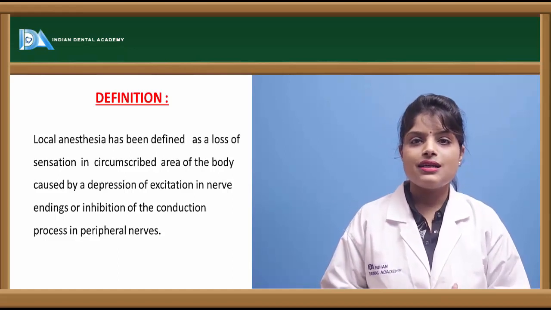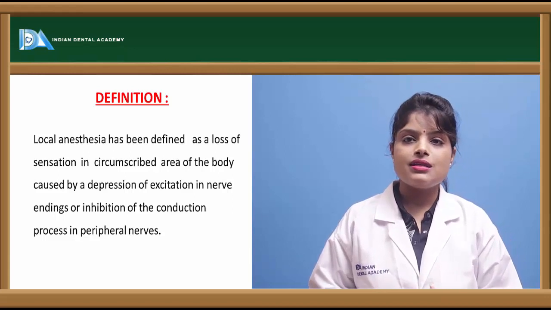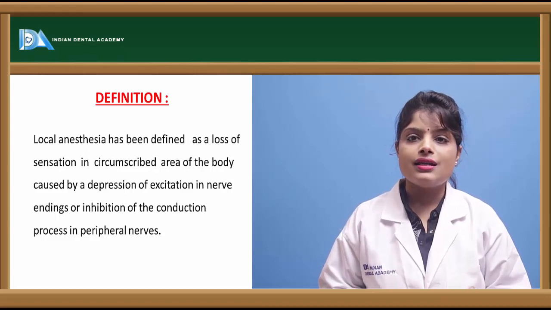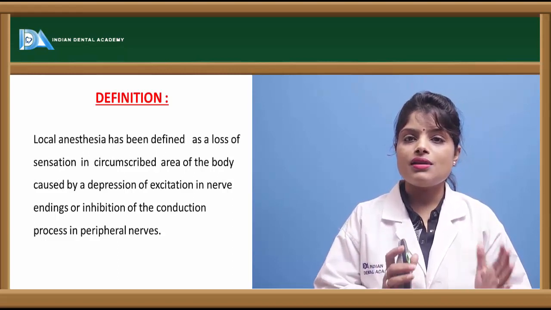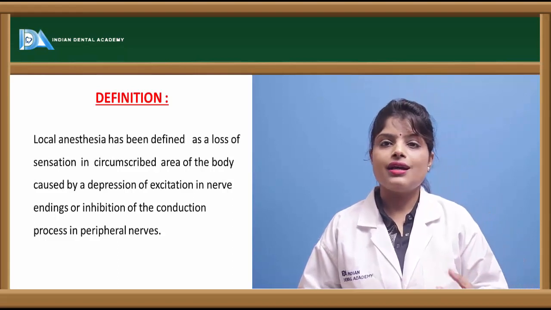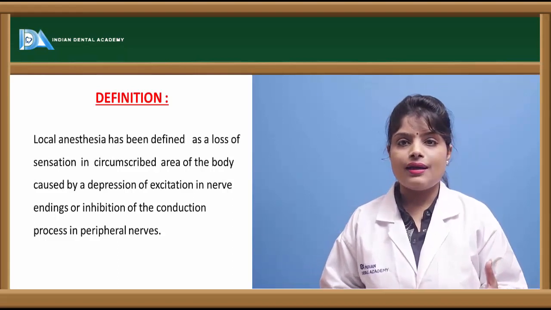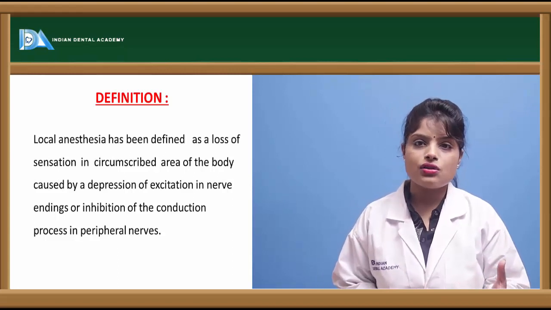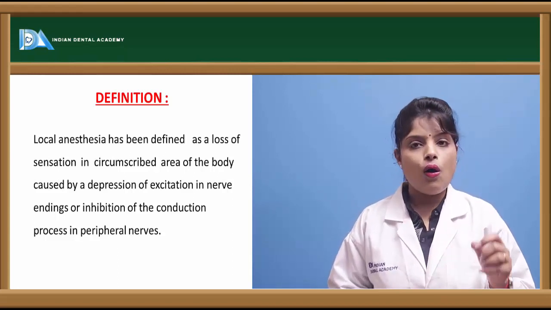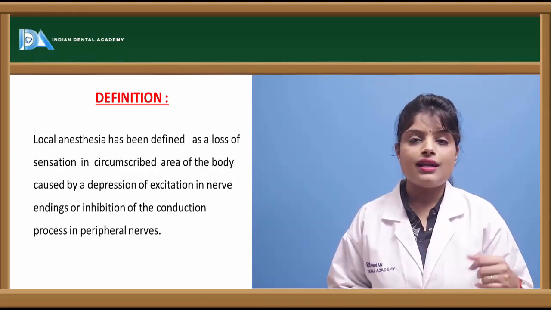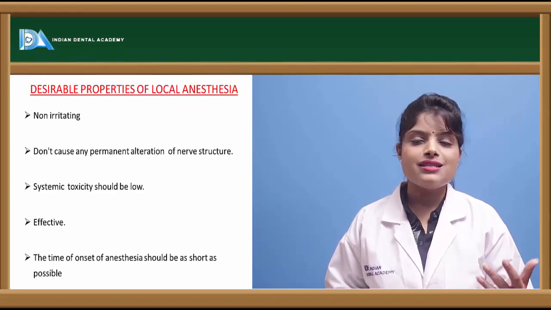So what is basically a local anesthetic? It is basically a solution which we inject in the oral mucosa, and the circumscribed area of the body, or the site of injection, gets numb or anesthetized. It is due to failure of the conduction of the nerve impulse, or depression in the excitation of the nerve, that is, the particular nerve which is anesthetized.